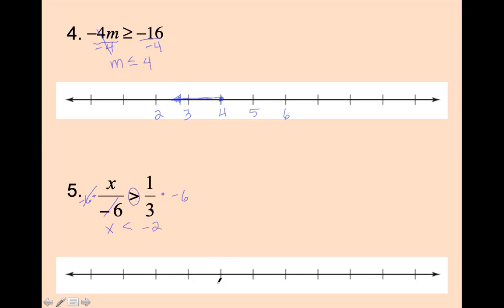All right, I need a negative 2 on my number line. I'm going to put a negative 1 and a 0 to the right, a negative 3 and negative 4 to the left. I put an open dot at negative 2, and numbers that are less than negative 2 are any values that are to the left of negative 2 on the number line. So I draw my arrow, fill it in, going to the left.